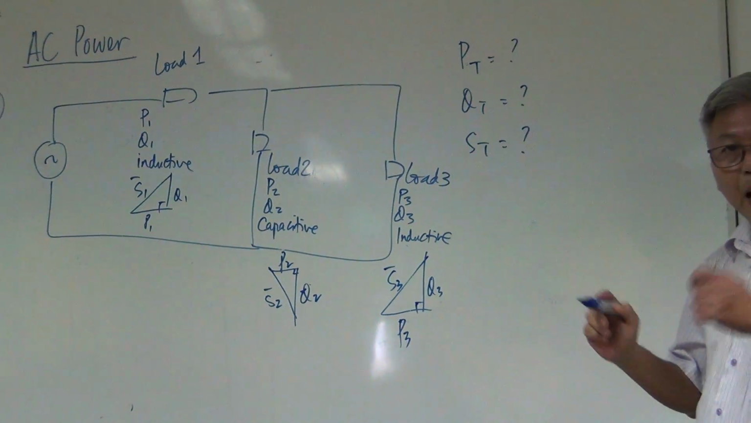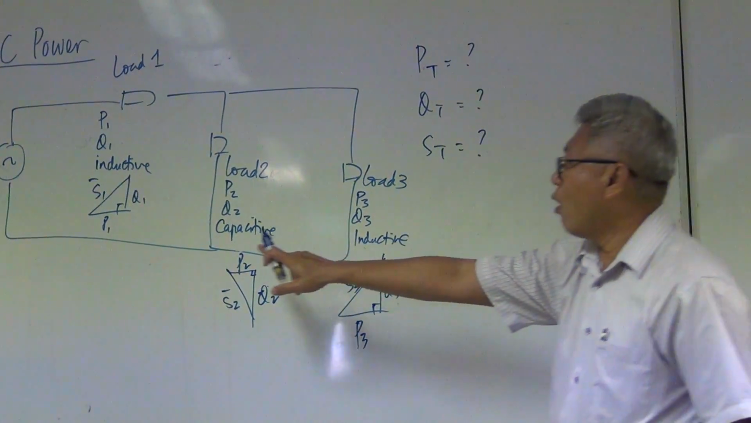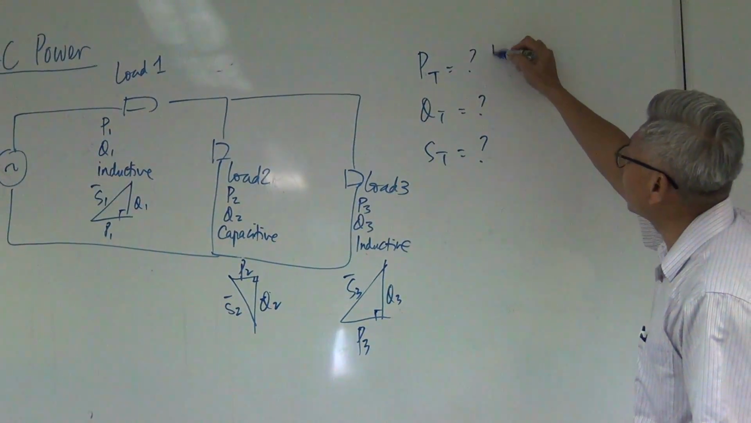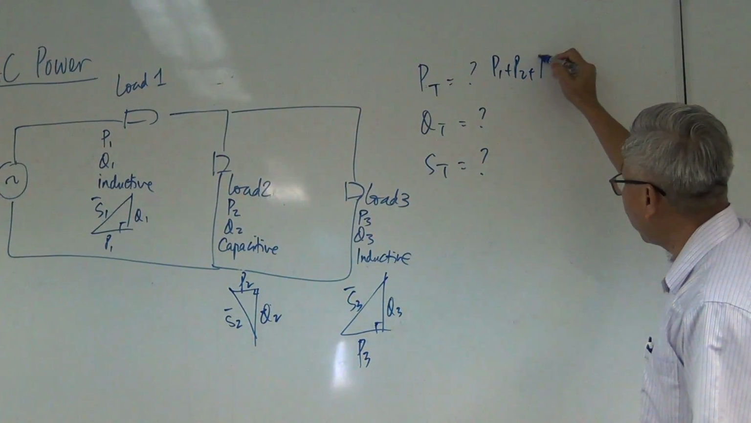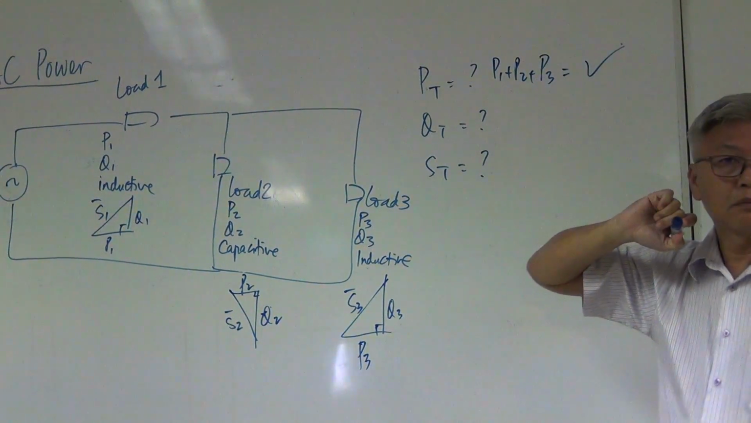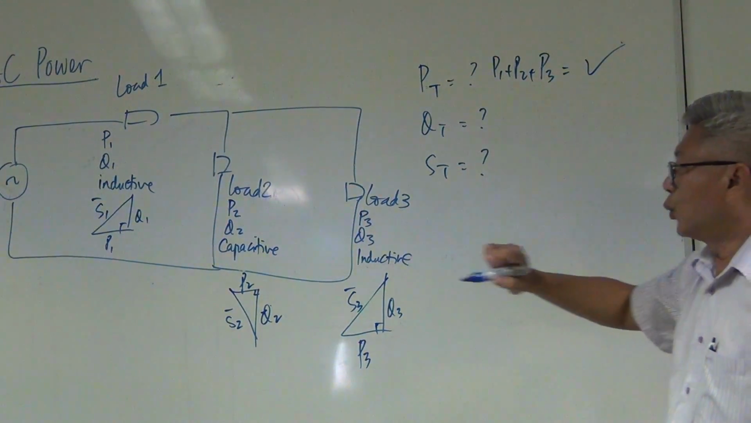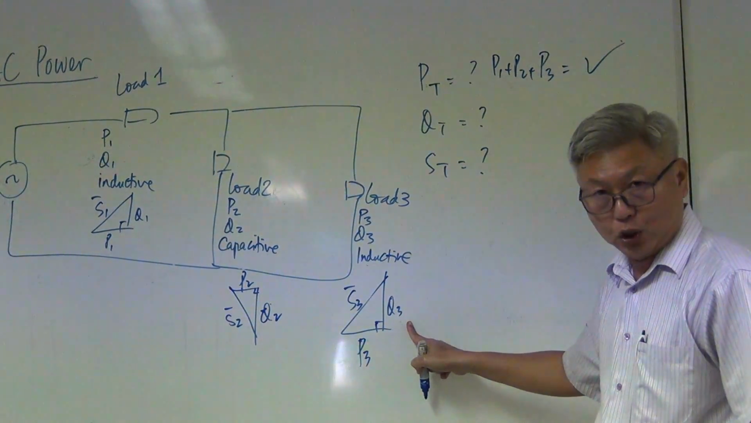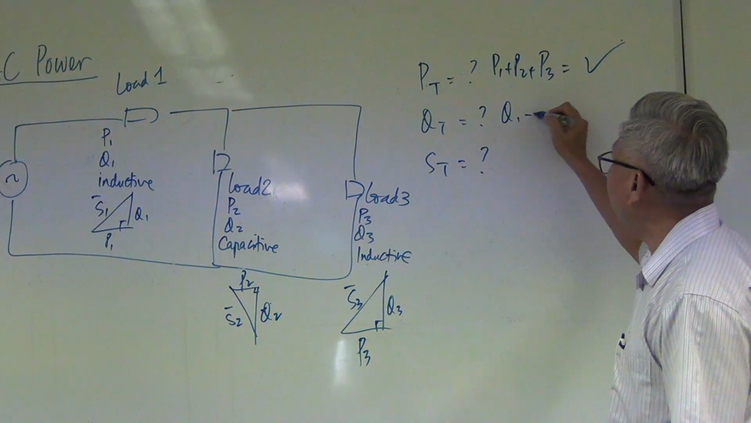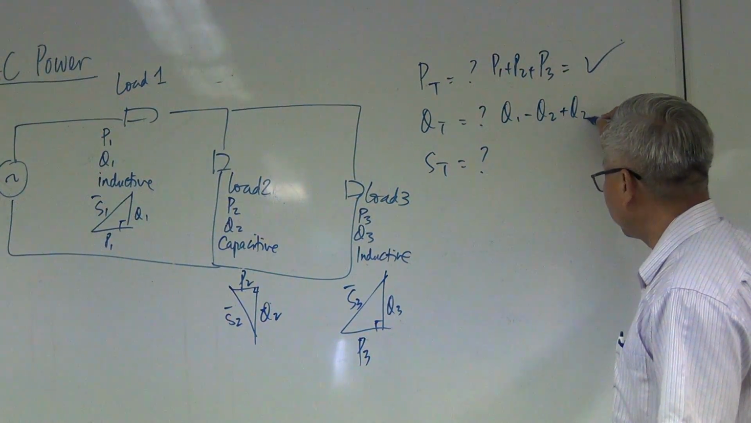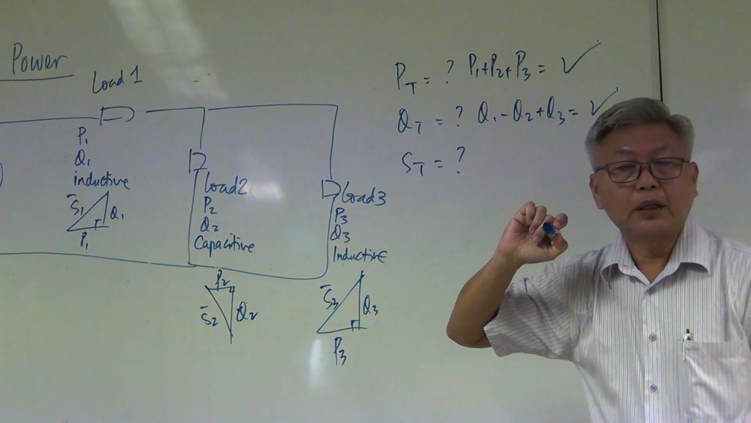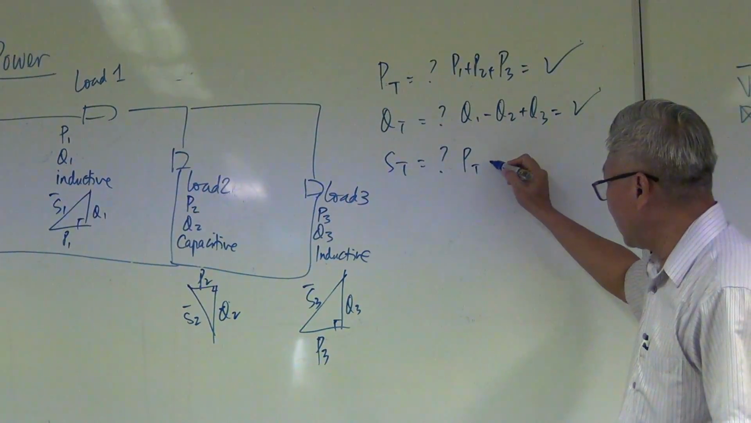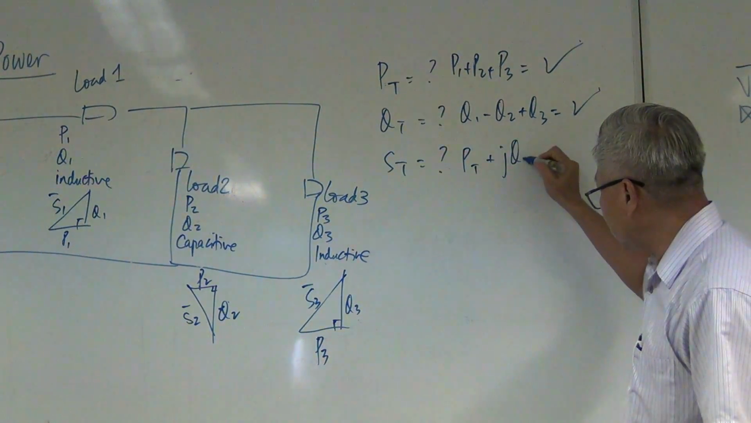So when you add up the total power, they are all horizontal, P1, P2, and P3. So you just add it up. So PT is equal to P1 plus P2 plus P3. And for the Q, this is a positive Q, this is a negative Q, and this is a positive Q. So it's therefore QT equals Q1 minus Q2 plus Q3. Okay? And the apparent power or the complex power will be PT plus jQT.